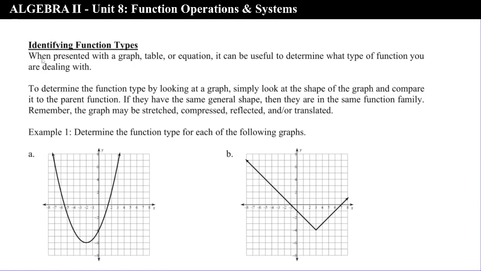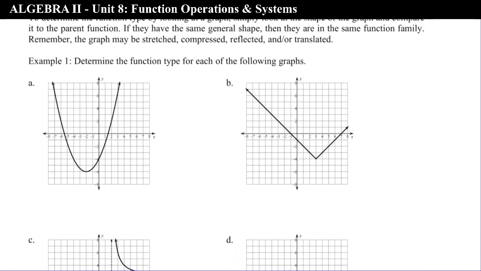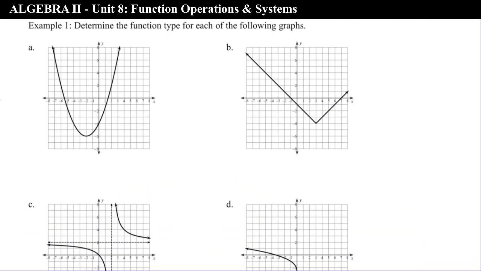All you have to do is see what kind of shape it has. And it may be a stretched version, a compressed version, reflected or translated, but mainly we want to see, does it have the shape of one of those 9 parent functions that you had on the previous page. So for example 1, part A, this has the shape of a quadratic because it is a parabola. So therefore, this is a quadratic. For B, we have what looks like an absolute value because it comes to a V. It's in a V shape. So this would be absolute value.